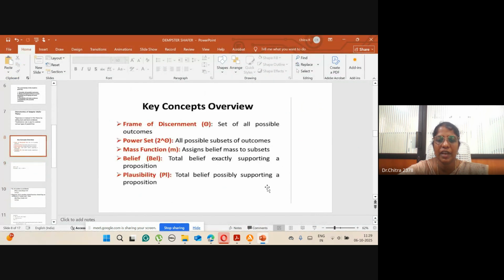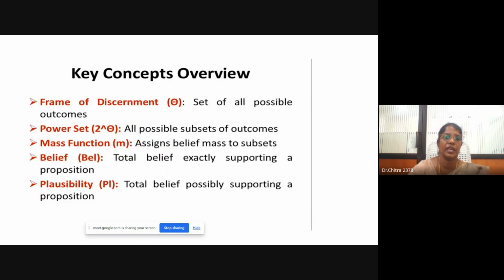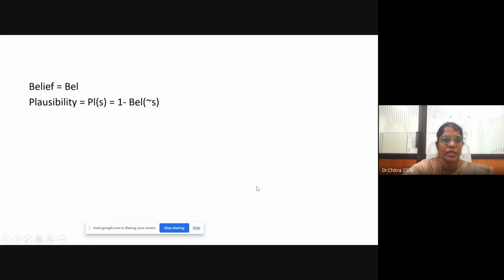These are the key factors considered in the Dempster Shafer theory. First one is the frame of discernment and power set. The mass function assigns a value to each and every subset. Belief is the total belief exactly supporting a proposition, and plausibility is the total belief possibly supporting a proposition. These concepts are considered when you are going to prove certain problems using the Dempster Shafer theory. This is the formula to calculate the plausibility: plausibility is equal to 1 minus belief.